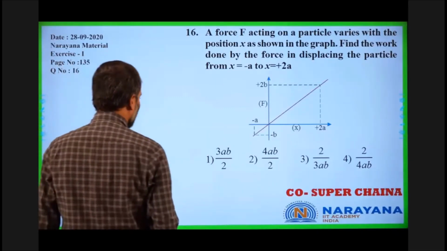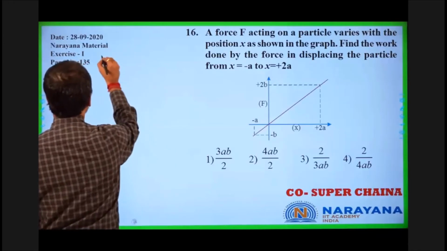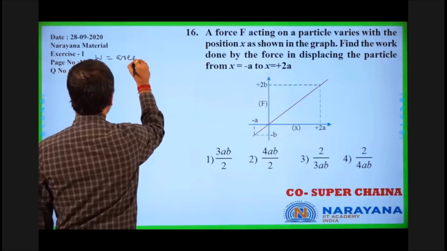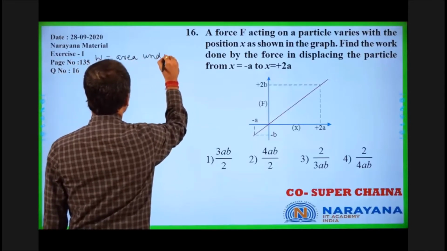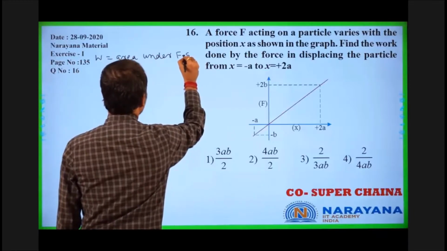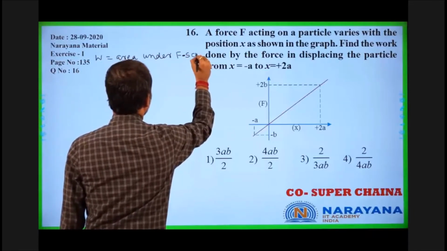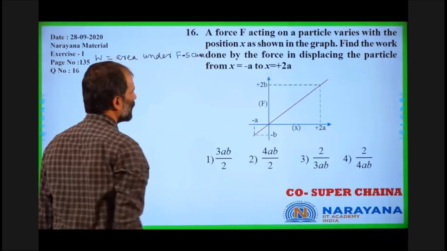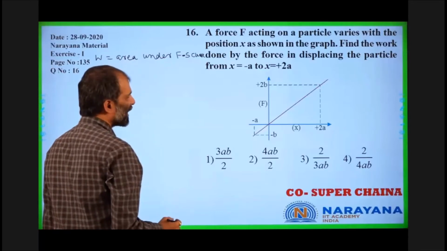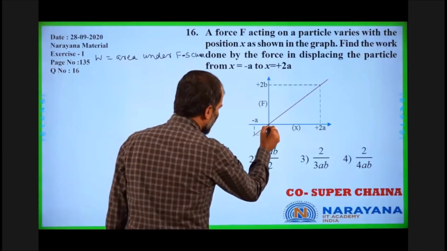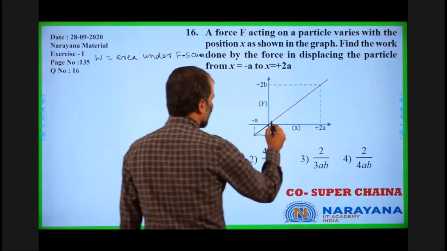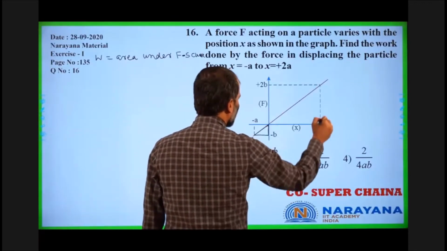So now here we would say that work done is equal to the area under the force and displacement graph, the area under the force and displacement curve. See now, if you consider, the area can be split up into two parts. This is one area which I would be considering, and this is another area.